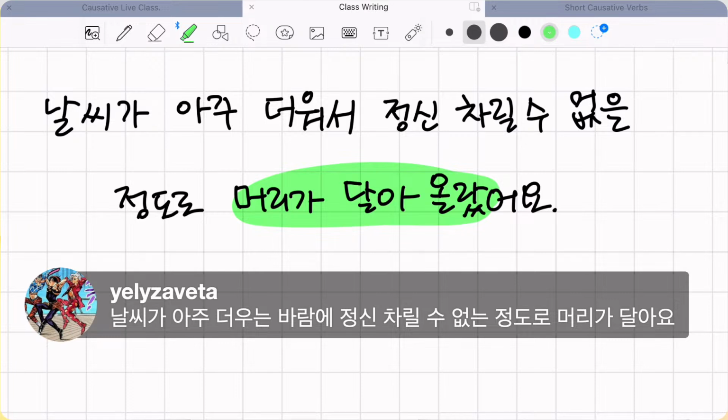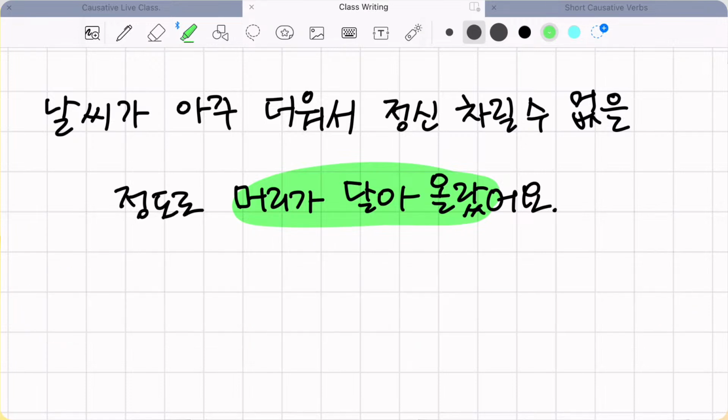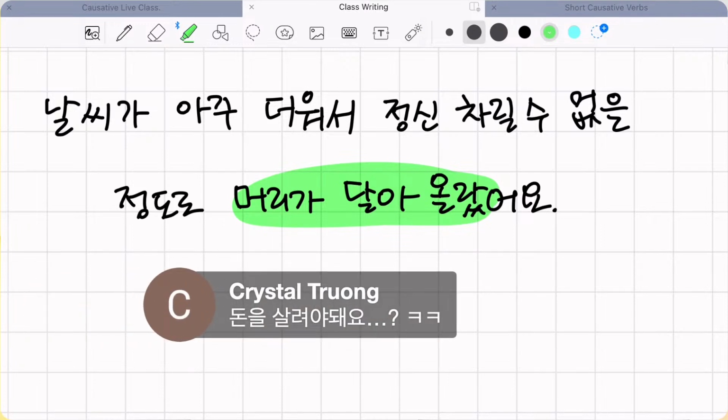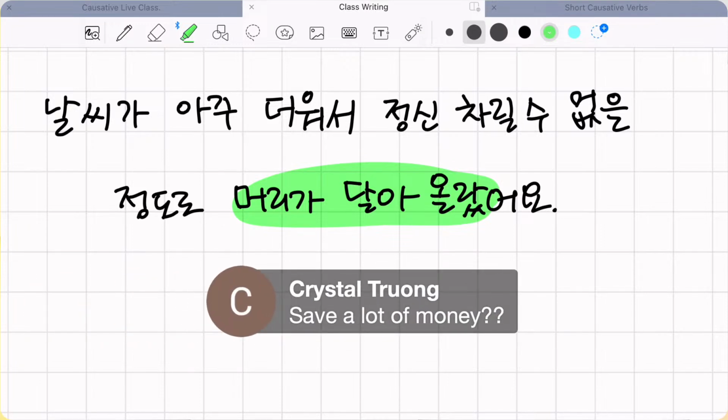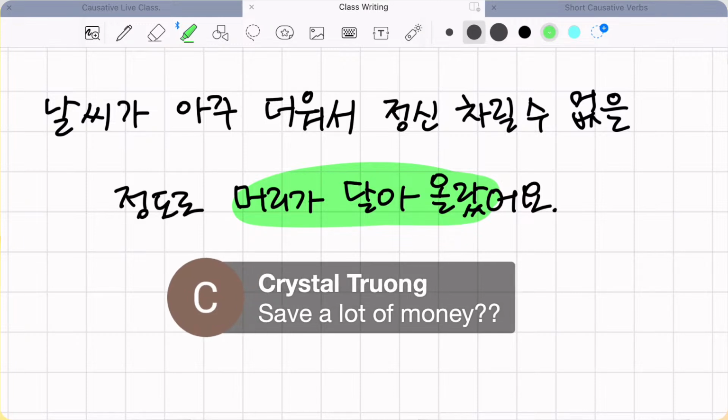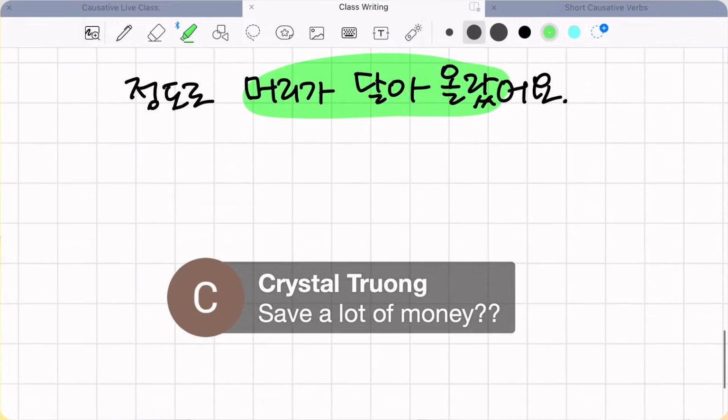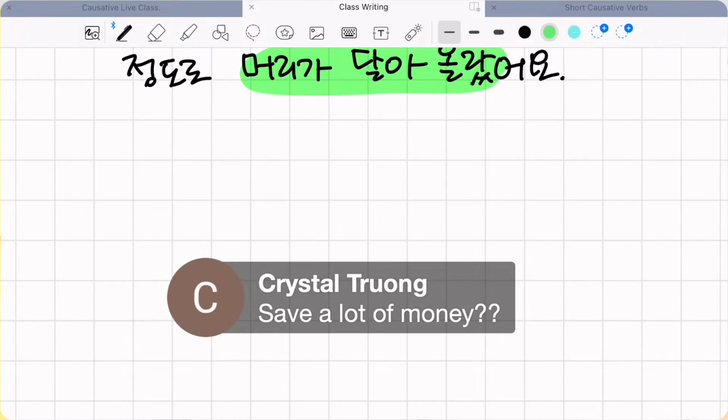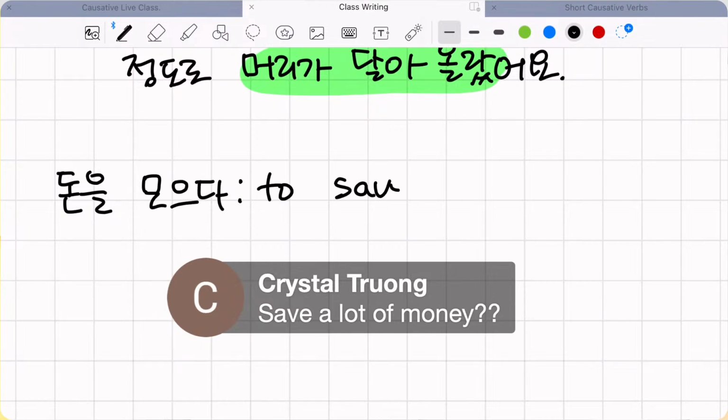머리가 달아올랐어요. 그리고 to save a lot of money. To save a lot of money 하면 그 save라서 살리다를 쓰신 거구나. To save a lot of money 하면은 돈을 아끼다, 돈을 모으다라고 쓰시면 돼요. 돈을 모으다. To save money. 돈을 살리다 아니에요. 돈을 살리다 means you rescue your money. You make your money survive. So that doesn't make sense. 돈을 모으다라고 하시면 돼요.